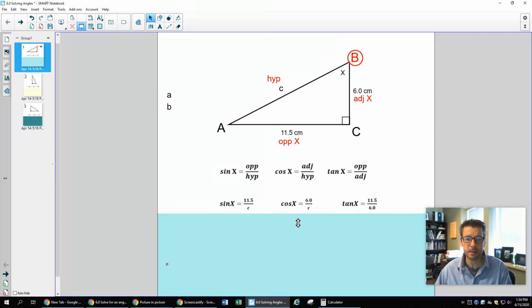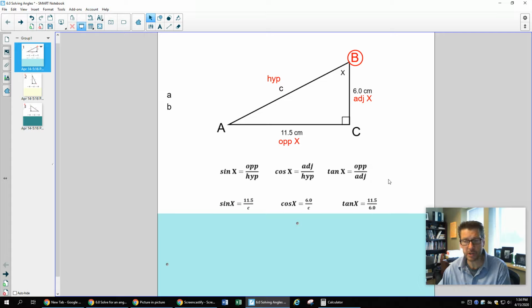And then let's fill in the numbers and the letters that you know for sine of x, cos of x, and tan of x. Sine of x, opposite over hypotenuse, so 11.5 over c. Cos of x, adjacent over hypotenuse. Adjacent is 6, hypotenuse is c, so 6 over c. And then tangent of x, opposite over adjacent. Opposite is 11.5 and adjacent is 6. Tan of x is 11.5 over 6.